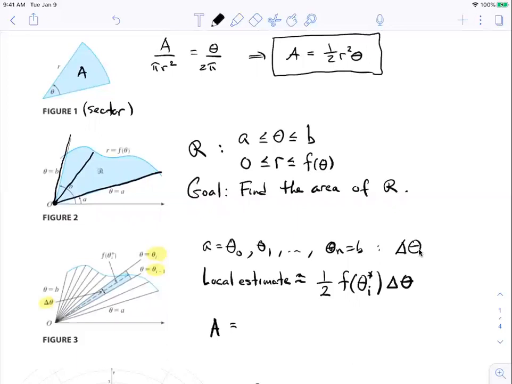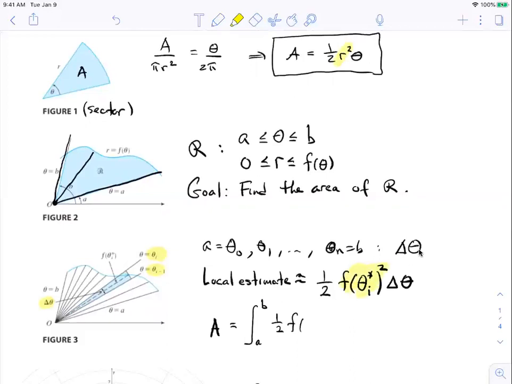Can you see what the integral is? Maybe you can pause this and write this integral down before I do. It's going to be the integral. Well, the limits of integration are going to be a to b. And then that local estimate tells you what we're integrating. It should be 1/2 of, excuse me, I forgot. It's f of theta squared, right? In the formula for the area, you have to square the radius.